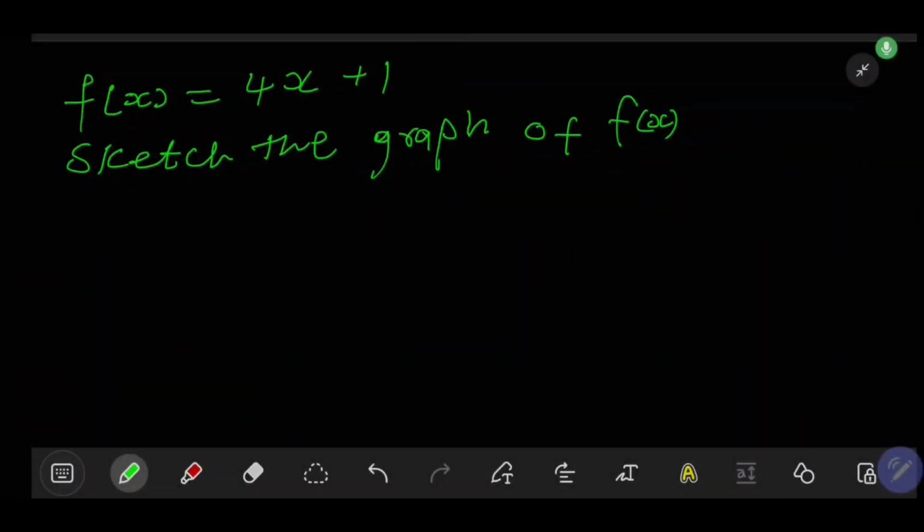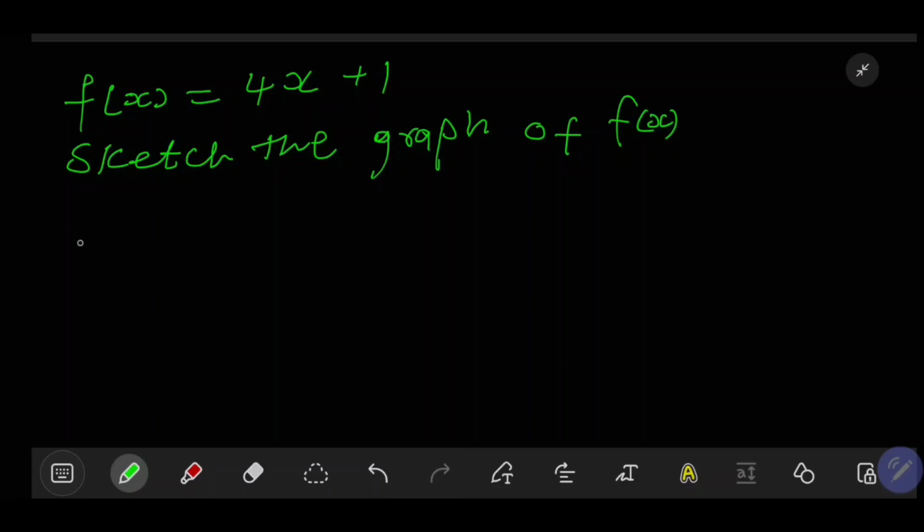All right, here is our example. We're given that f of x is equal to 4x plus 1, and they want us to sketch the graph of f of x. So we know that f of x is simply y. This f of x is just the notation of how we represent functions. There are steps to follow when we want to sketch a graph.